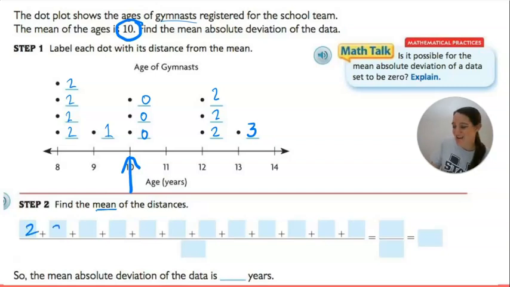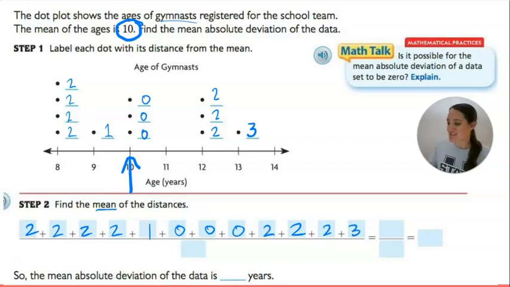So we're going to take all of those distances and add them up. And even if there are zeros, we're still going to add them up, because these are still girls. We're not just going to ignore them. Okay, so we're going to add them all up.